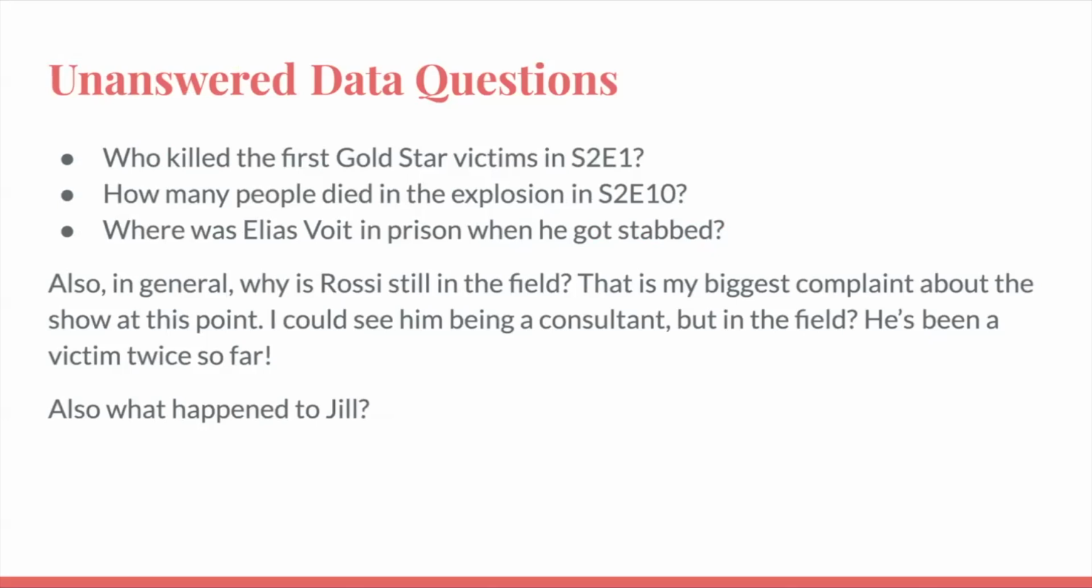And my biggest complaint about this season is, why is Rossi still in the field? He got blown up in Season 2, Episode 10. He's 70 years old, but he just got right back up. That just seems unrealistic. A 70-year-old man gets exploded and has a thing knocked on top of him. He's not getting right back up to go catch the killer. He needs to go to the hospital.